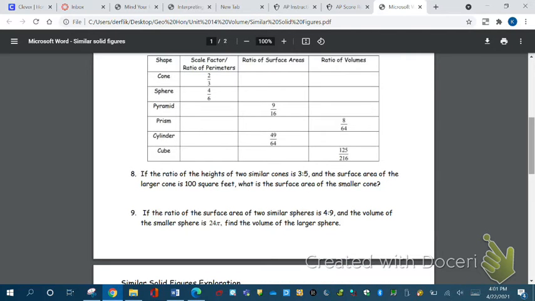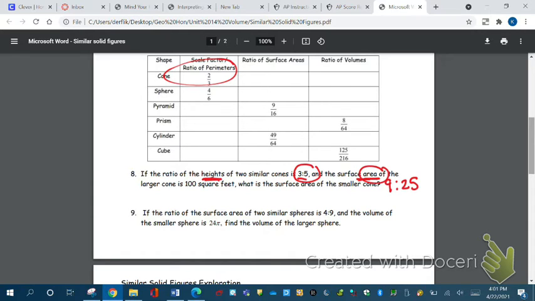Okay, so number 8. If the ratio of the heights is 3 to 5, that's a single dimension. I'm giving you this guy. But the problem asks about surface area. So if they gave me the ratio of one dimension, but the problem asks about area, then take those two numbers and square them. 3 squared would be 9, and 5 squared is 25. That's the ratio of the surface areas.